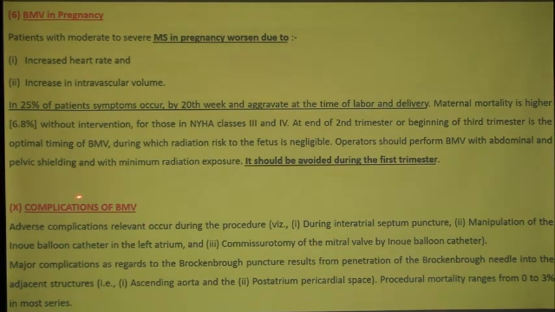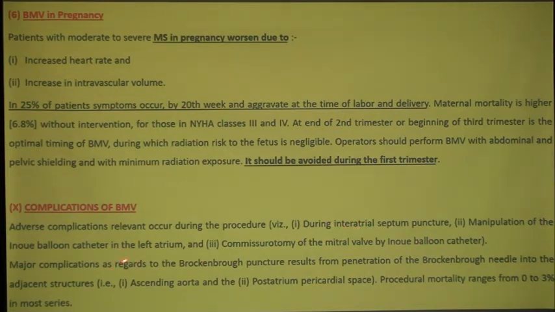Then the complications of balloon mitral valvuloplasty. Adverse complications occur during the procedure, for example, during intra-atrial septal puncture, number 1. Number 2, manipulation of the Inoue balloon catheter in the left atrium. Number 3, commissurotomy of the mitral valve by the Inoue balloon catheter.